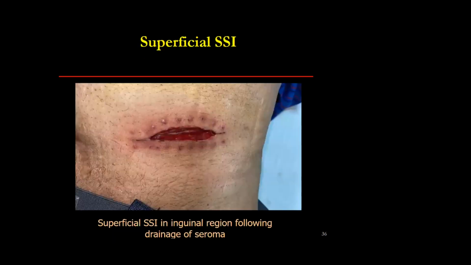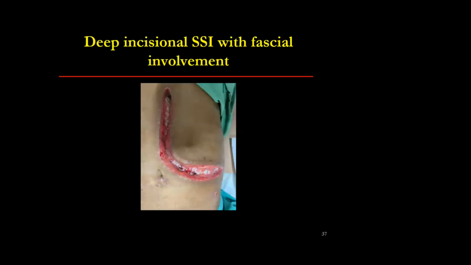Now, this is an example. This is an example of a superficial wound infection. See, you can still see the erythema of the skin edges. This is when this wound was opened, and these deep tissues are healthy. And this was a small seroma in the inguinal region following inguinal hernia repair.